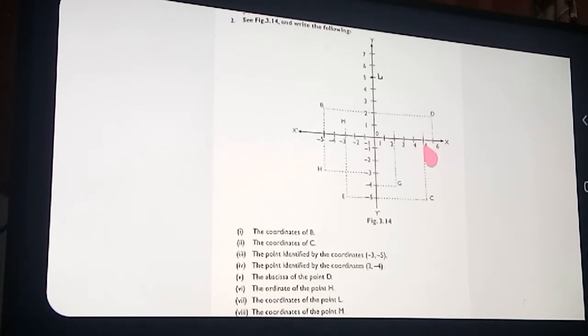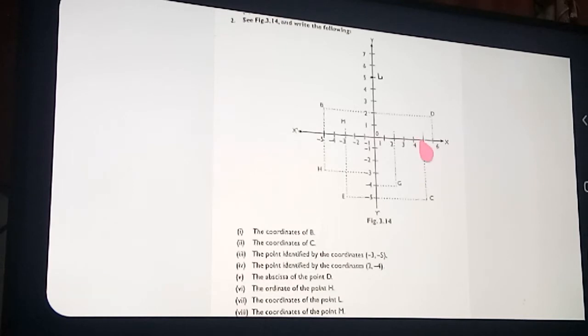Therefore, what is the x-coordinate? 5. The x-coordinate is 5. And here you see, draw a perpendicular to the y-axis, where it meets at the point minus 5. Therefore, what is the y-coordinate? Minus 5. Clear? X-coordinate 5 and y-coordinate minus 5. The x-coordinate we get from the x-axis and the y-coordinate we get from the y-axis. That you want to make clear.